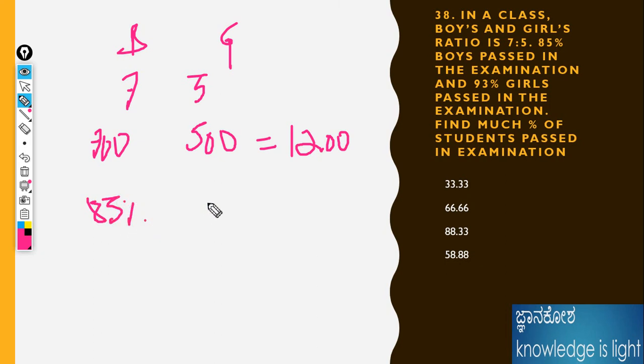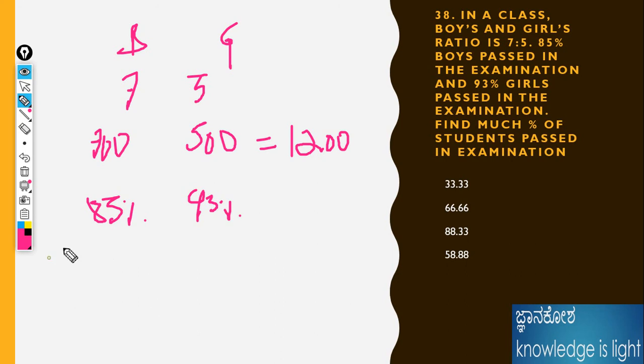Understand? And the girls' percentage is also given: 93% of girls passed. The question: how much percent of students passed the exam? How much percent is passed in total? Because they have given the individual percentages, we need to find the overall percentage with respect to that.